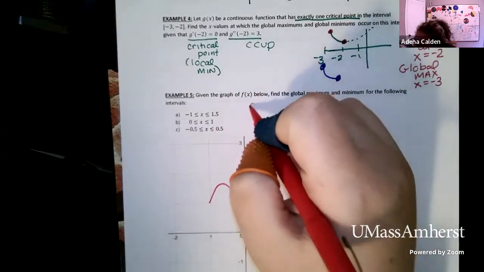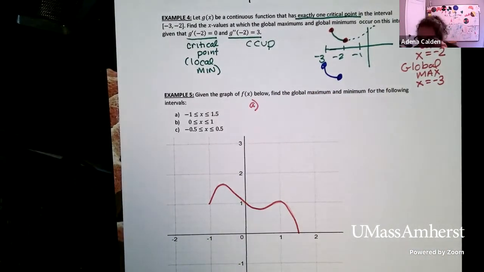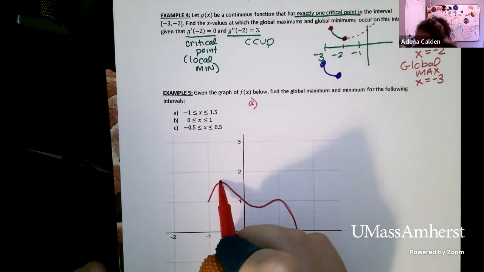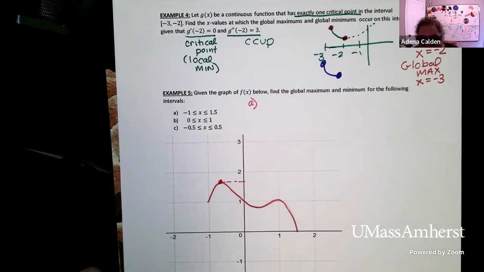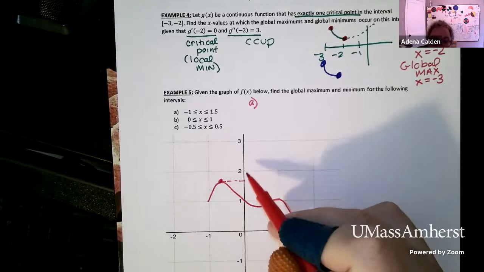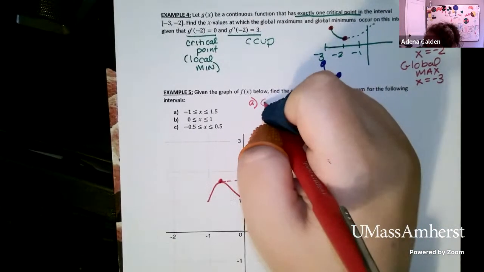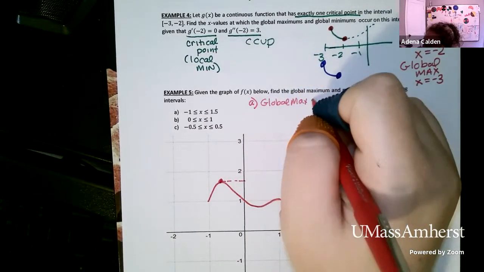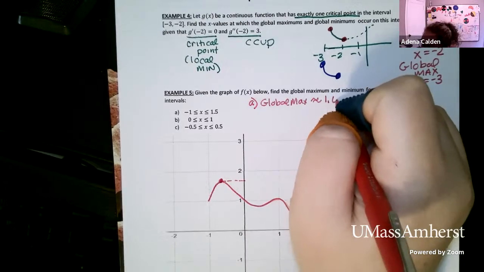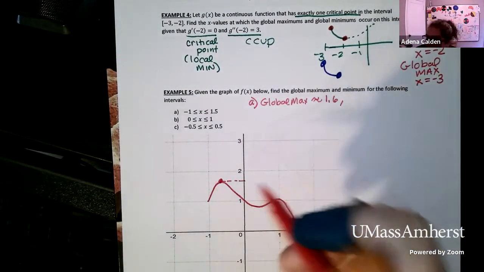So for interval A, which is the entire interval, we are looking for the highest and lowest point on the graph as it's given. I notice that the highest point is just about here, and I come over until I hit the axis, and then I have to approximate what that y value is. So I'm going to approximate my global max to be, I don't know, 1.6. Yours might be 1.7, 1.75, but somewhere in that general range.